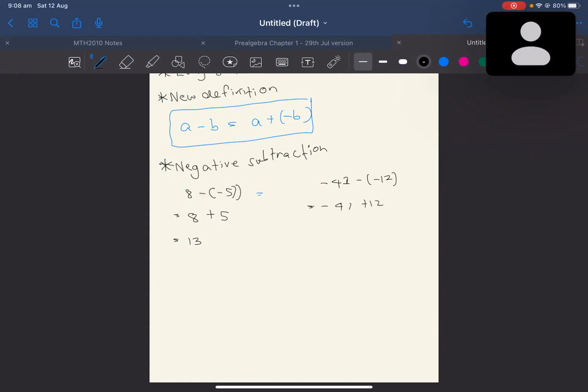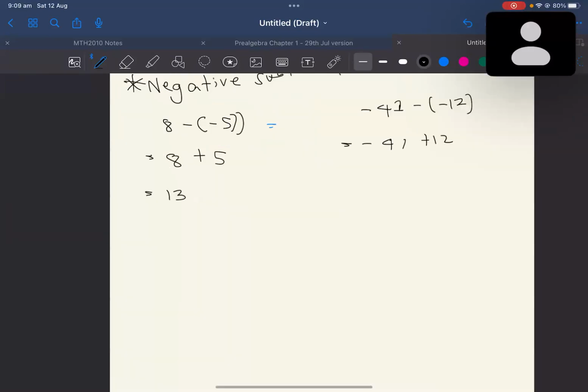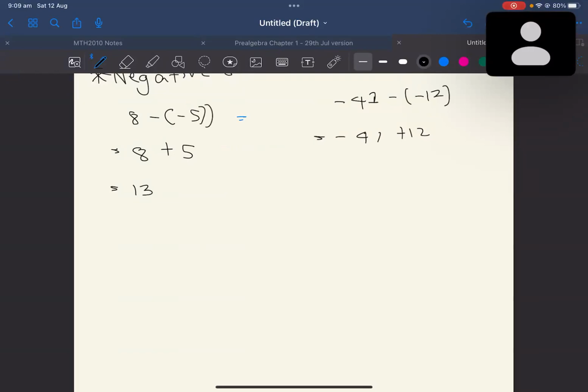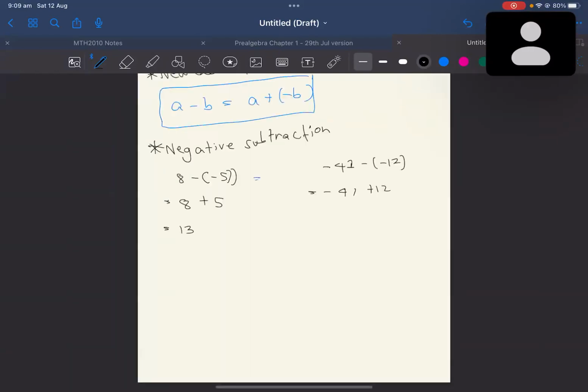Some of you have already figured this out, but for those who are still wrapping your head around it, everyone has to figure it out at the start, right? I want you to split this up into two things. The first question is subtracting from a positive. It means the first number is positive.